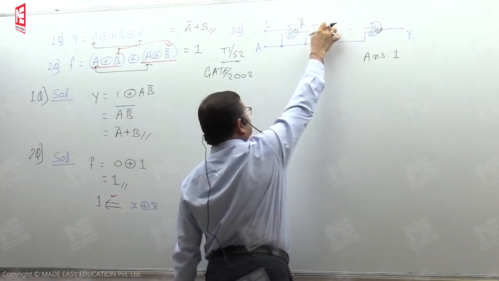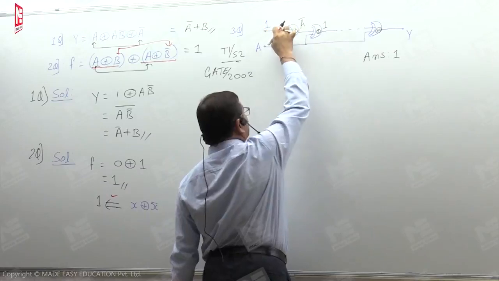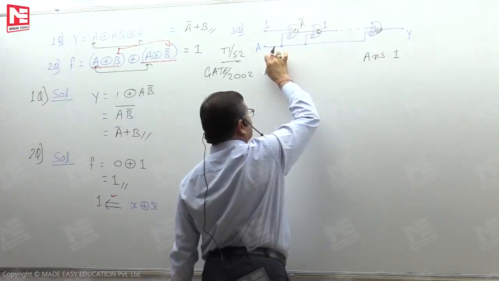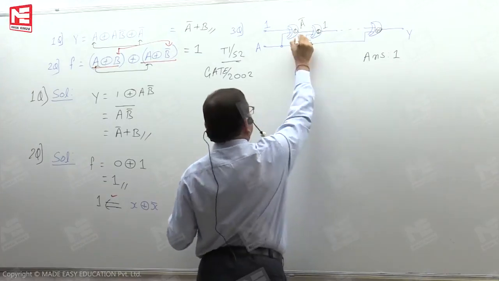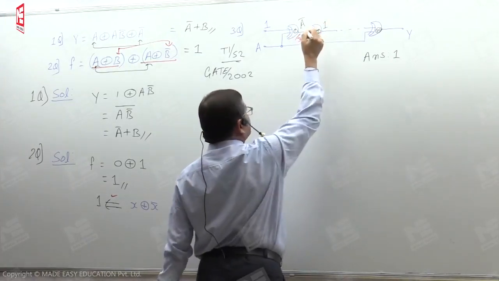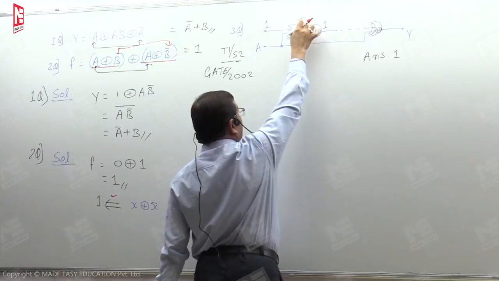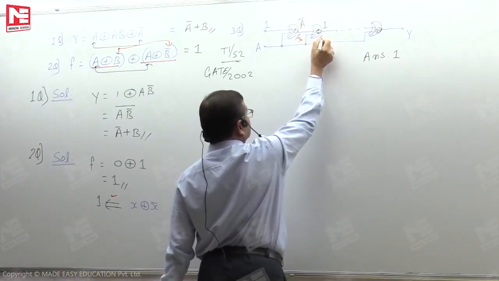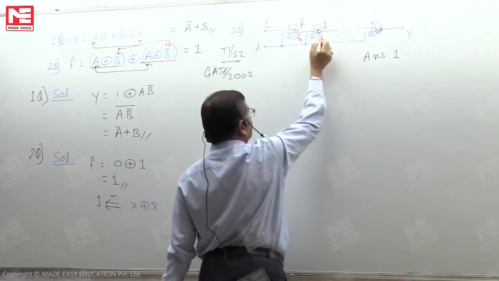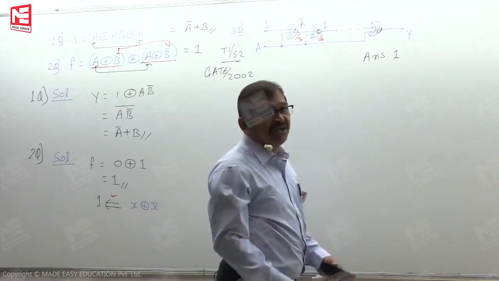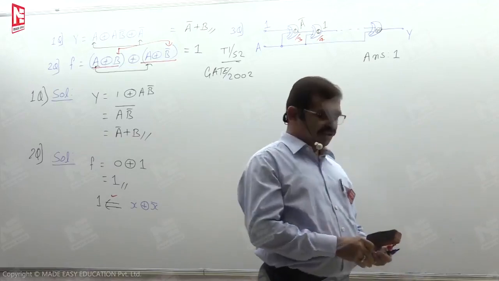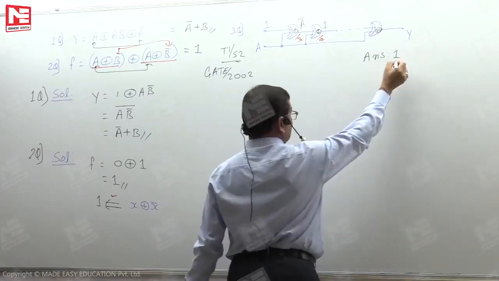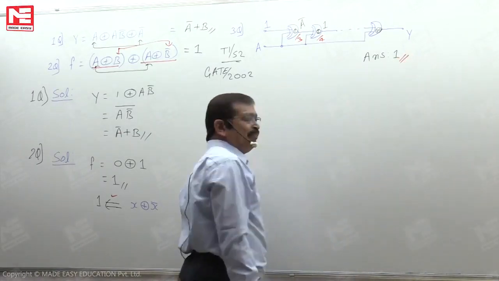Because for the third gate, one of the inputs will be 1 and the other input is A, so the third gate is similar to gate 1. And for the fourth gate, one input is A complement, the other input is A, so it is similar to the second gate. If you think like this, after an even number of exclusive OR gates, the result is 1. Hence, the answer to this question is 1.